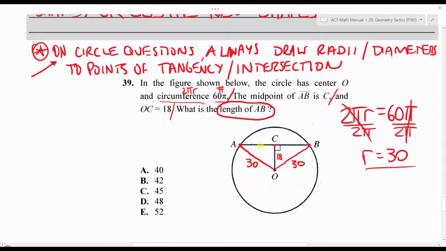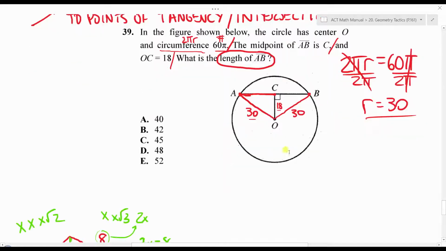And now what is hopefully becoming clear is that we have two right triangles, and in each of those right triangles we know one of the legs and we know the hypotenuse, which means that we can use the Pythagorean theorem to find the remaining leg. So I'm just going to find AC right now by writing down 18 squared plus AC squared equals 30 squared.